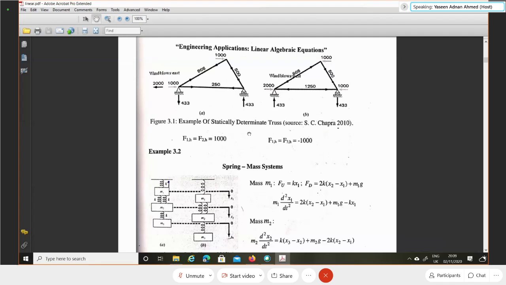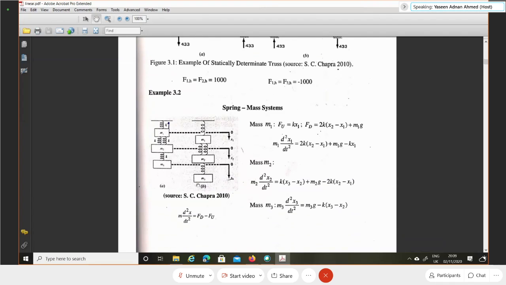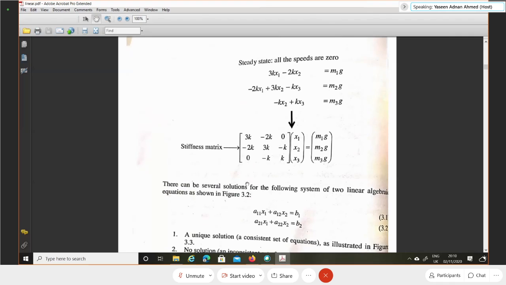Okay, most of the time, for example, a spring mass system is given to you. Then you have to simplify it. You have to apply your understanding, and you have to find out the equations, something like that. Okay. Then you have to form this matrix Ax = B. After that, you can apply whatever method you like.